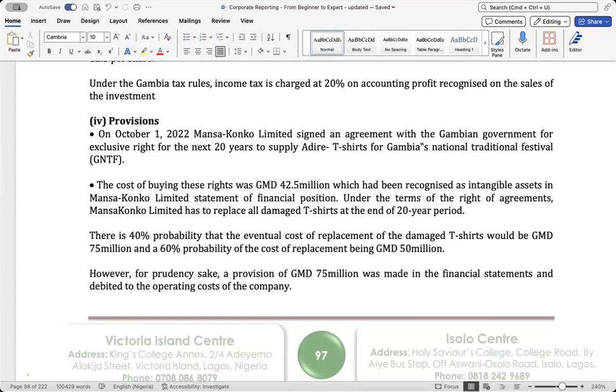Under the terms of the rights agreement, Mansa Cooper Limited has to replace all damaged t-shirts at the end of the 20-year period. There is a 40% probability that the eventual cost of replacement of the damaged t-shirts will be 75 million GMD, and a 60% probability of the cost of replacement being 50 million GMD. However, for prudence's sake, a provision of 75 million GMD was made in the financial statements and debited to the operating cost of the company.